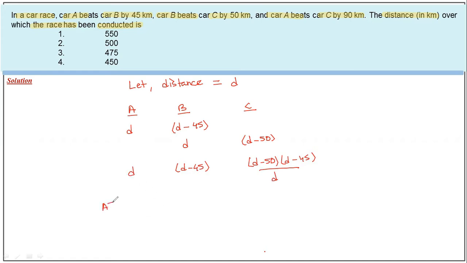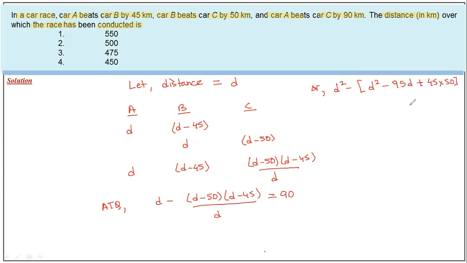Now according to question, A beats C by 90 kilometers, so it will be d minus 50 into d minus 45 by d equal to 90, or d square minus 95d plus 45 into 50 is equal to 90d, or we have 5d equal to 45 into 50, therefore d we get as 450, option 4.